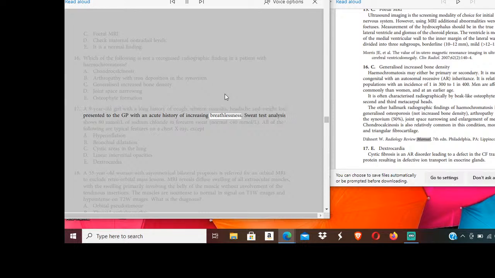GP with an acute history of increasing breathlessness. Sweat test analysis shows 80 mmol/L of sodium chloride in forearm sweat, normal less than 40 mmol/L. All of the following are typical features on a chest X-ray, except: A. Hyperinflation, B. Bronchial dilatation, C. Cystic areas in the lung, D. Linear interstitial opacities, E. Dextrocardia.